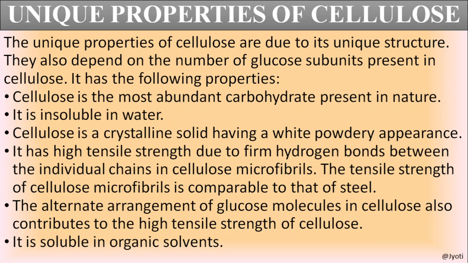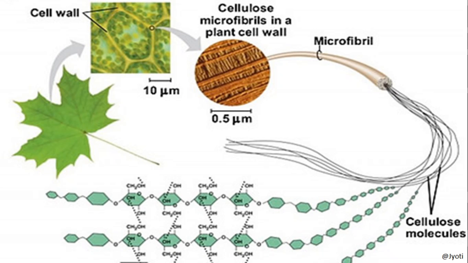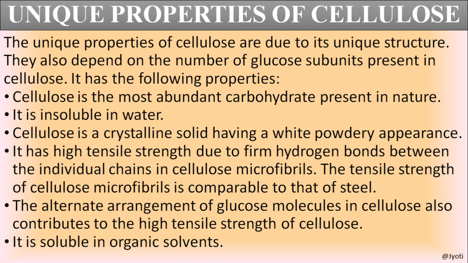Cellulose is a crystalline solid having a white powdery appearance. Okay. It has high tensile strength. That's why it provides shape to the plant cell and protects the plant cell, and it is possible due to the hydrogen bond between the individual chains in cellulose microfibrils. So here you can see that this is one microfibril, this is another microfibril, and these microfibrils are joined by hydrogen bond.